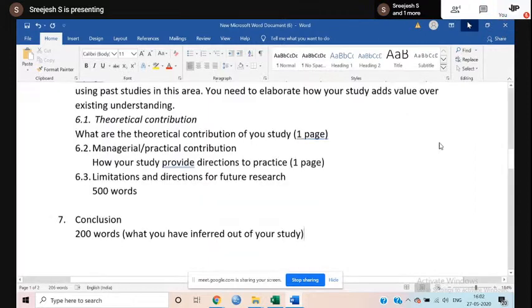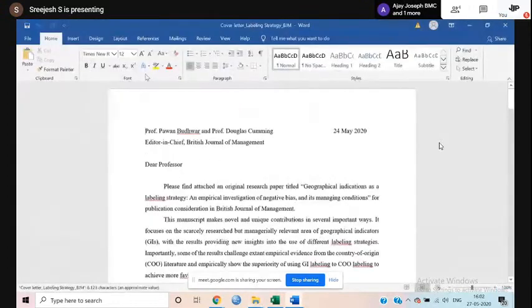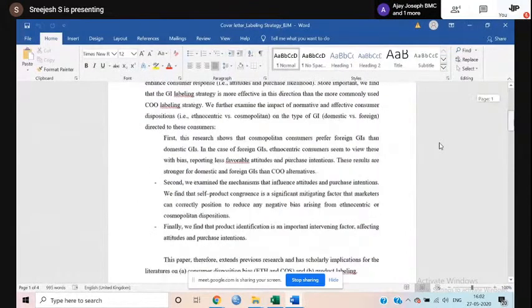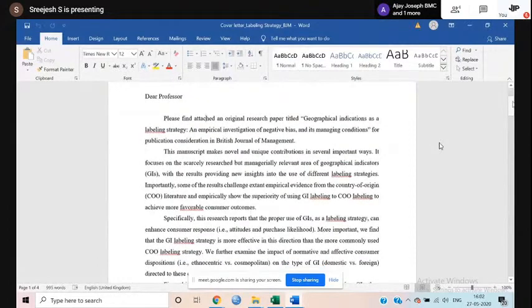Now, in addition to that, I also need another important document, which is called a cover letter. And the cover letter I am addressing to the editor of the journal. In the cover letter, I need to give a very brief summary about my paper. What is the uniqueness of my paper? Because the cover letter goes to the editor, I'm providing how my paper is unique.